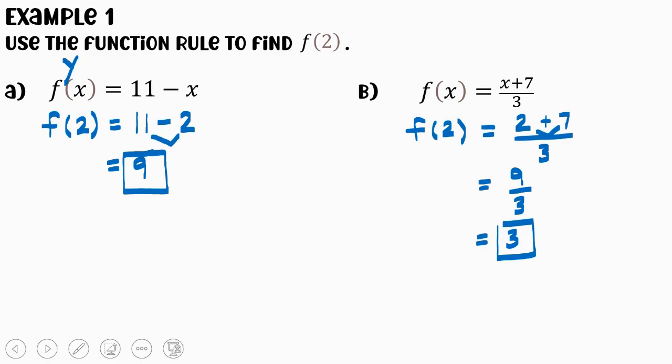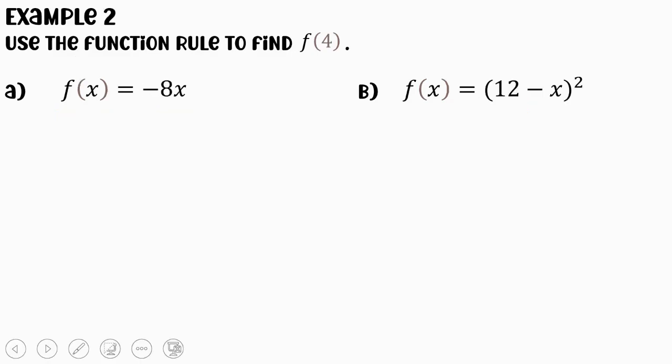Okay, so let's move on to the next example. Okay, so this time we're going to use the function rule to find f of 4. So in both A and B, x is going to equal 4. So let's start with A. We have f of x equals negative 8x. So I'm going to replace x with 4. So f of 4 equals, and then negative 8.